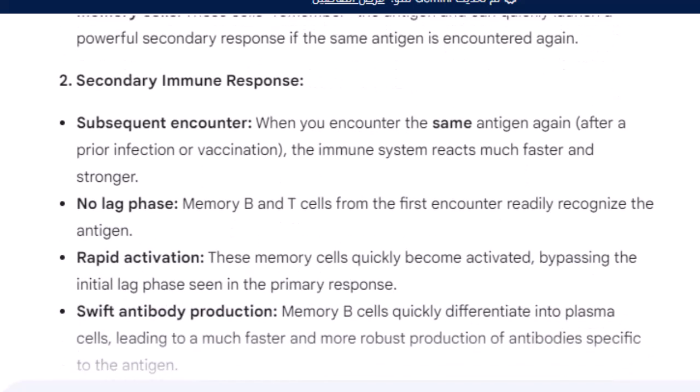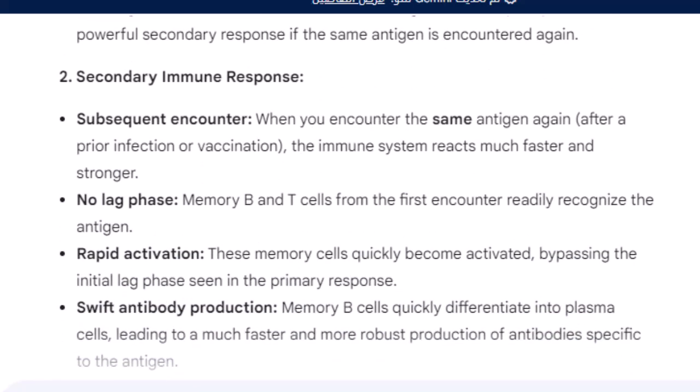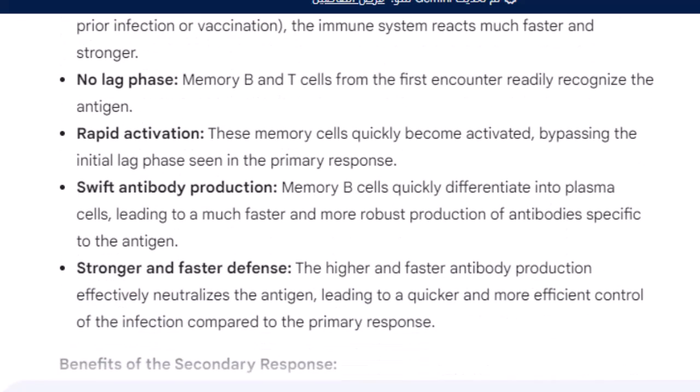The secondary immune response. Subsequent encounter: when you encounter the same antigen again after a period, through infection or vaccination, the immune response reacts much faster and stronger. Memory B cells and T cells from the first encounter rapidly recognize the antigen. Rapid activation: these memory cells quickly become activated, bypassing the initial lag phase seen in the primary response.